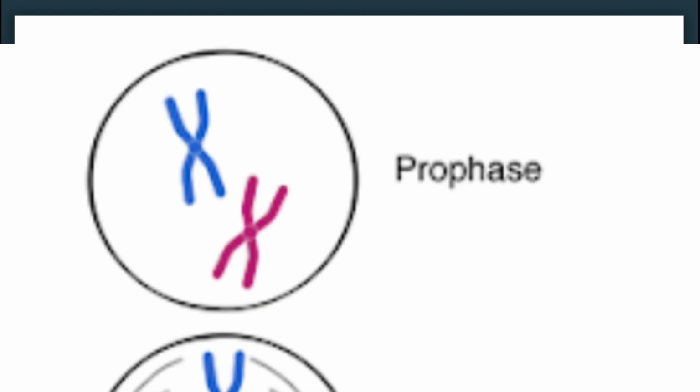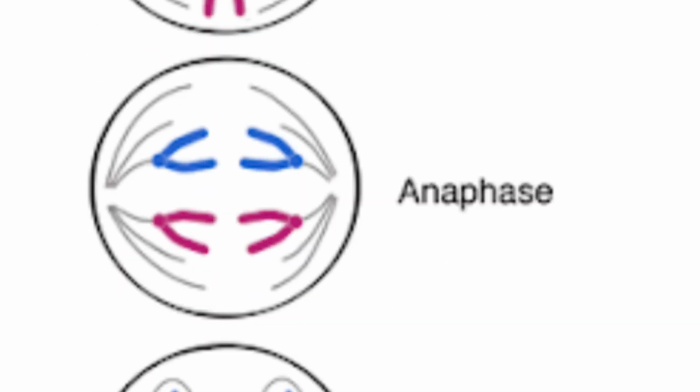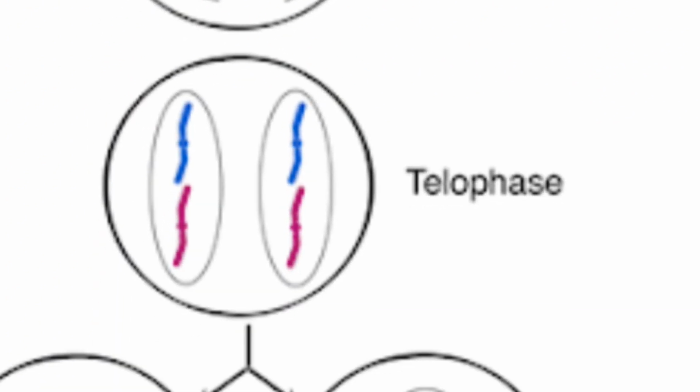In prophase, chromosomes become visible. In metaphase, the chromosomes are lined up in the middle. In anaphase, the chromosomes are pulled apart to the poles by spindles. Then, in telophase, the chromosomes on each pole are encircled by a new nucleus.